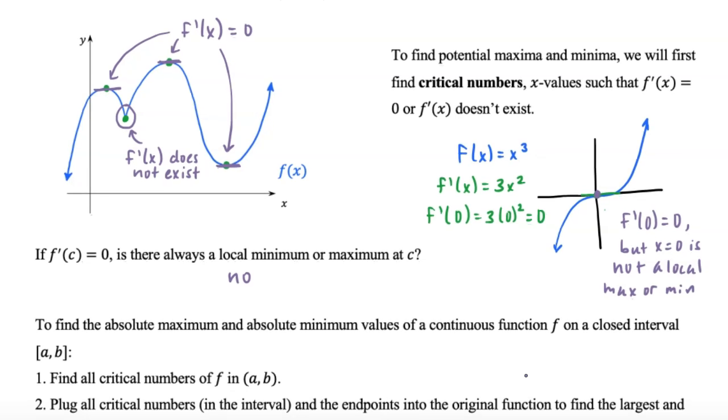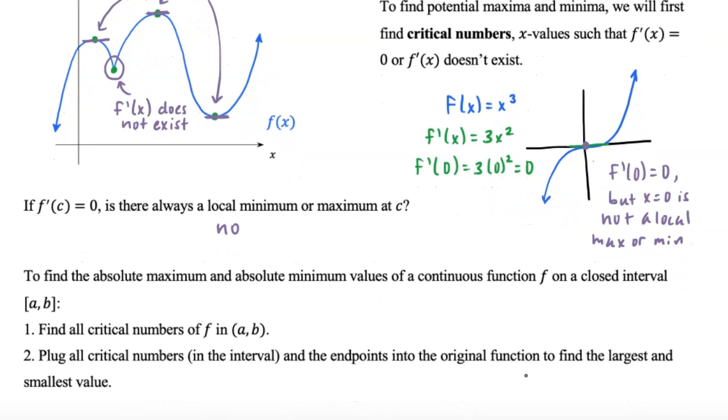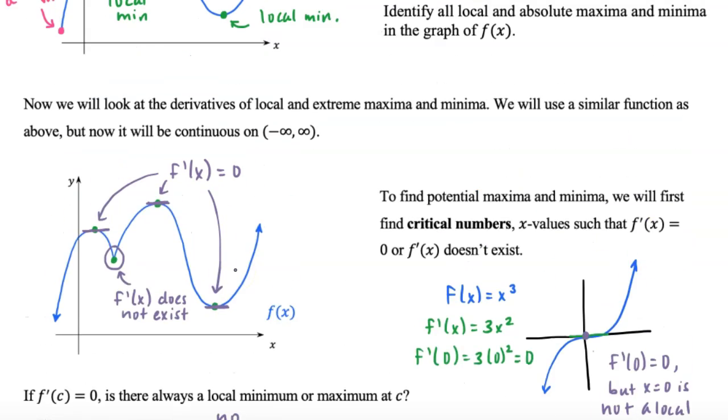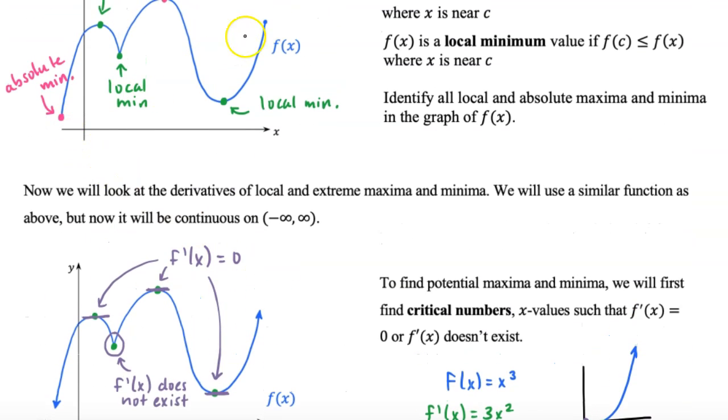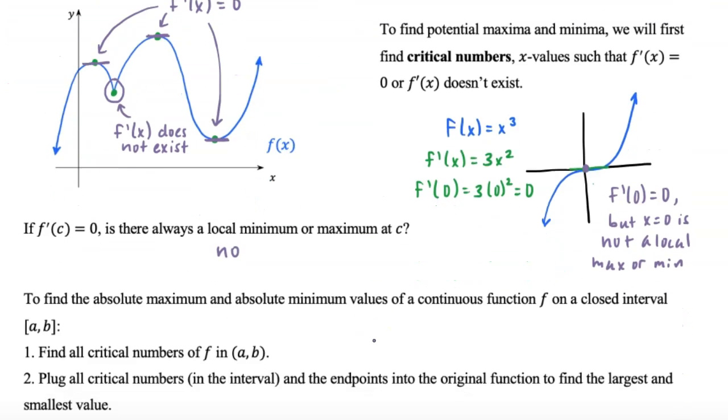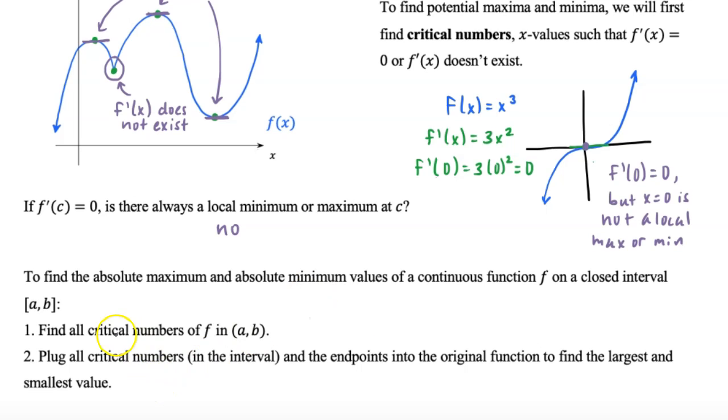Okay, now what we're going to be doing for most of today is finding the absolute maximum or minimum values of a continuous function f on a closed interval from a to b. So what this means is that we've got solid endpoints. This is what it looks like in the first graph, where we've got these solid endpoints. So what we're going to do is find all of these critical numbers of f in the open interval from a to b, so excluding our endpoints.